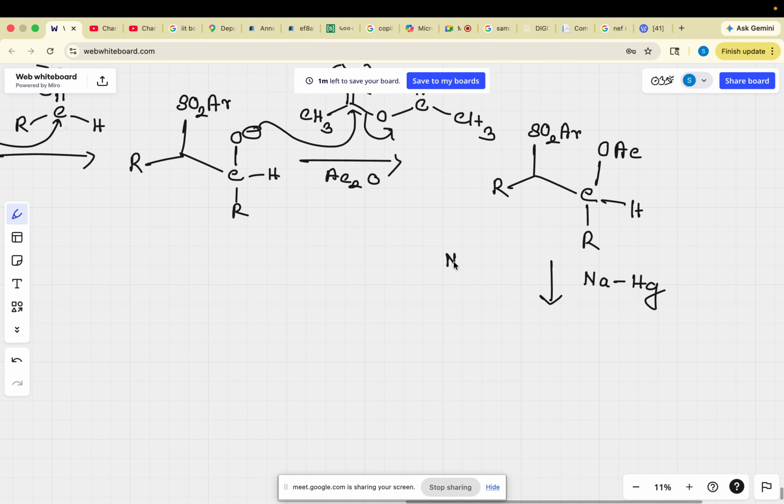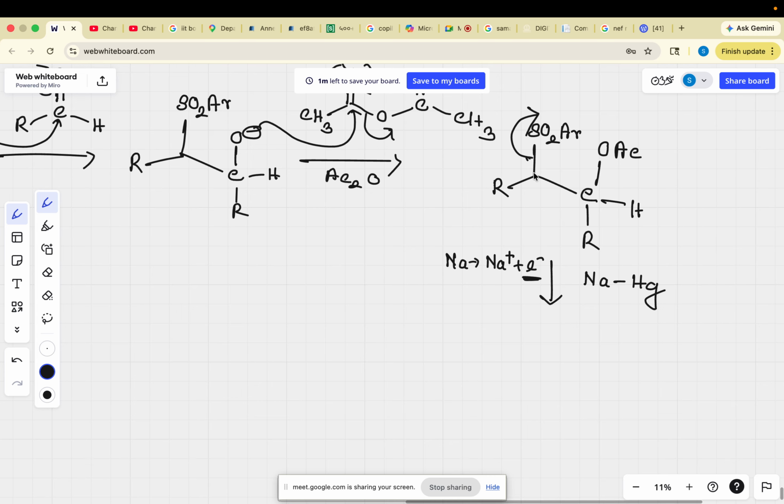So similarly, what is the nature of sodium? Sodium is a metal, so it will donate one electron. Okay, sodium donates one electron. So basically this SO2Ar, you can think like this, that one odd electron is attacking here. Okay, SO2Ar group is leaving from here, or you can think systematically that first of all the SO2Ar group is leaving from here. So once it leaves from here, carbocation will form here, right?